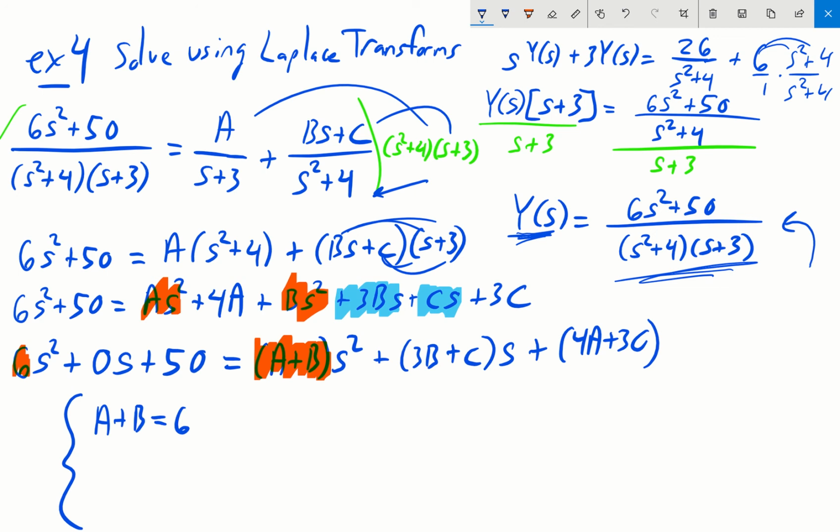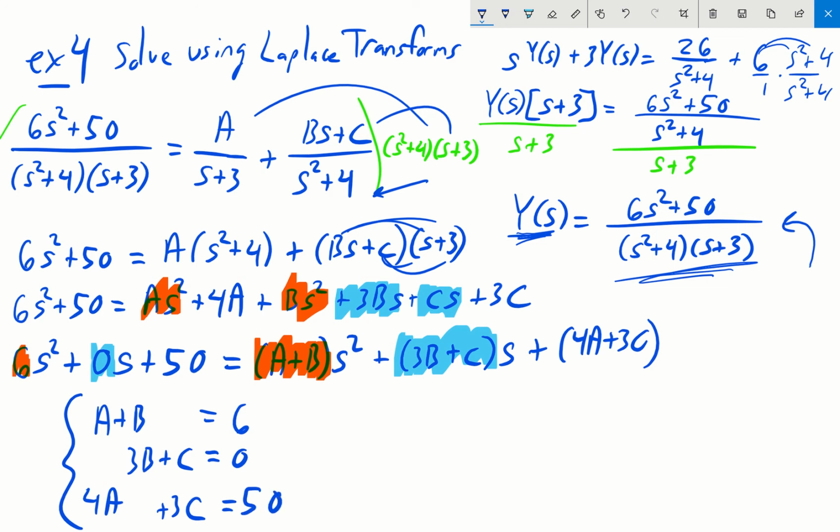So a plus b is equal to 6. Likewise, the coefficients of the s terms have to be equal. So 3b plus c equals 0. And then lastly, 4a plus 3c has to be equal to this number 50.